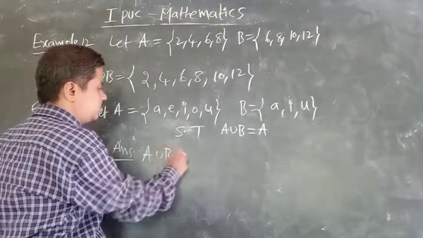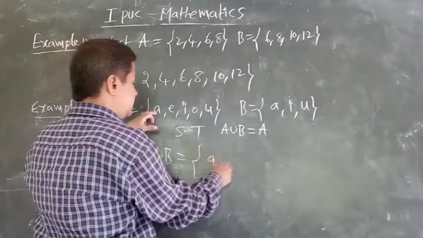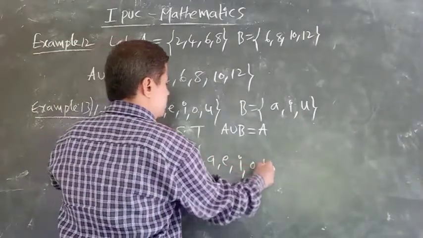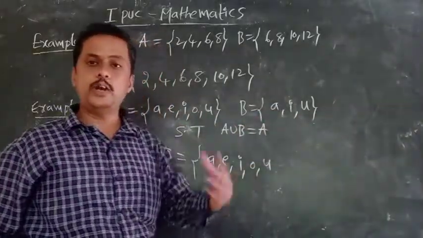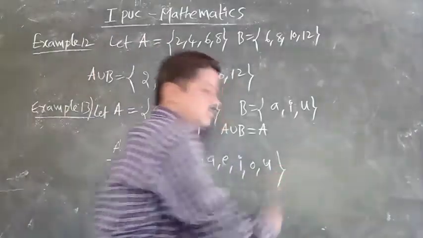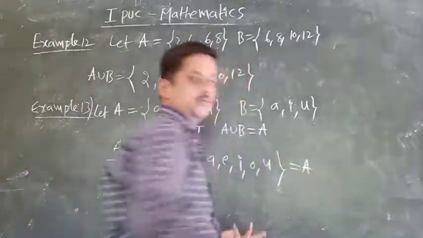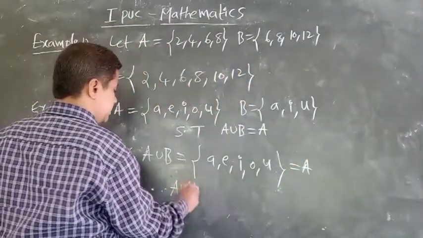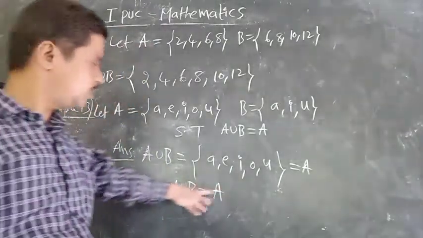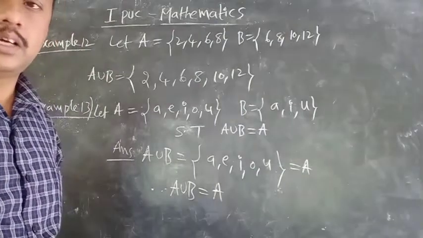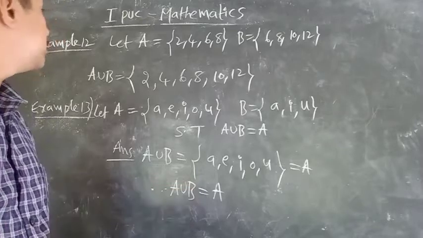A union B is equal to what? A union B is equal to, first write down A set: a, e, i, o, u. Okay. a already is there, i already is there, u already is there. No need to write it again and again. Write only once. Enough. What is this set? This is nothing but A set. So therefore, A union B is equal to A. A union B is equal to A. Understood? So in this way we do example 13. Next we will move to example 14.